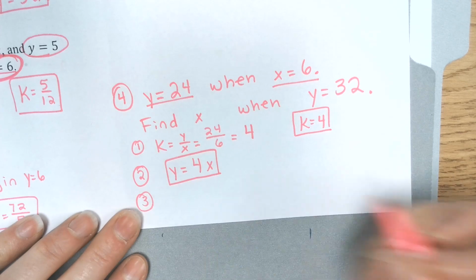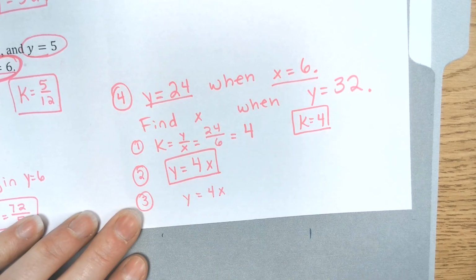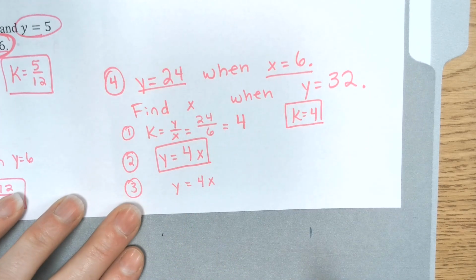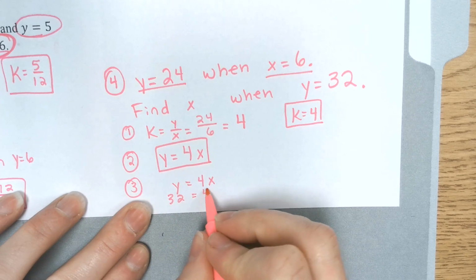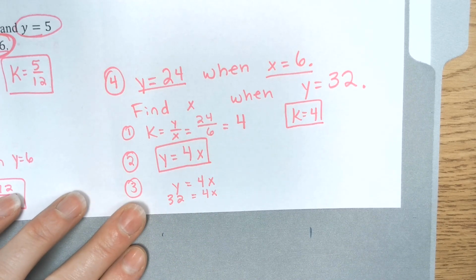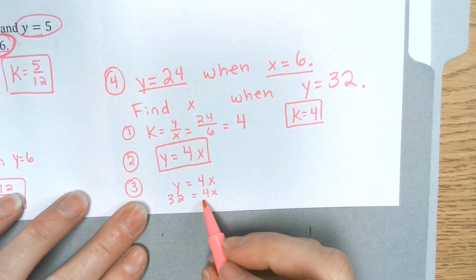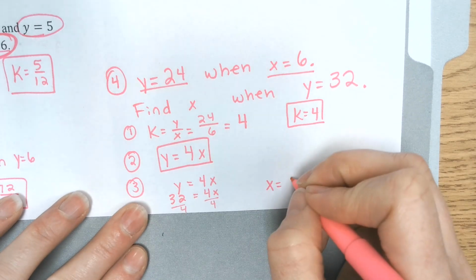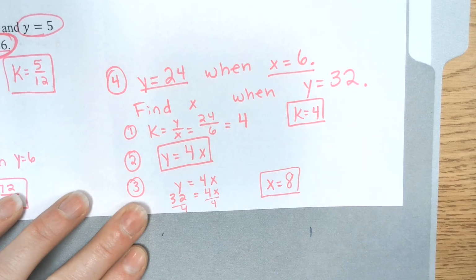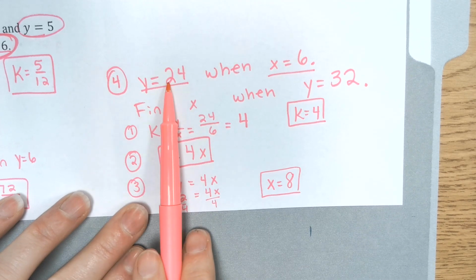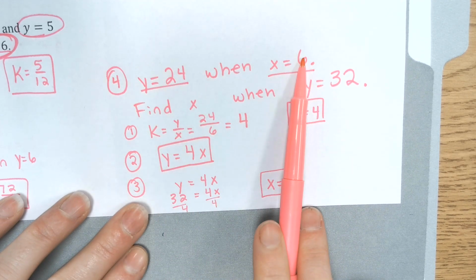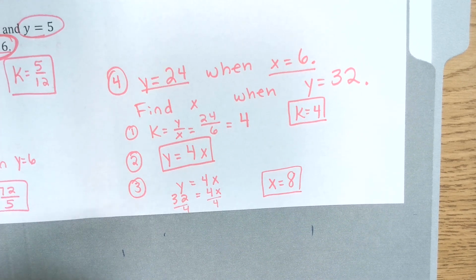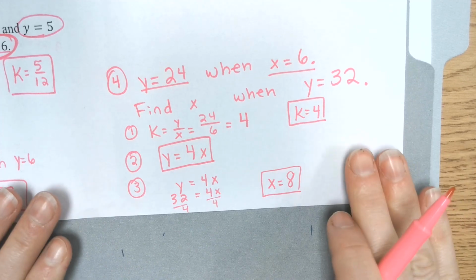Step 3. If we have y equals 4x, let's plug in what we have when we're asked to find an unknown. So it says find x when y equals 32. So that means I have 32 equals 4x. How am I going to solve that? Divide by 4. So x equals 32 divided by 4 is 8. So 24 is y, 6 is x, 32 is y when x is 8. They're all basically dealing with a proportion of 4. Okay, let's go to our last example.